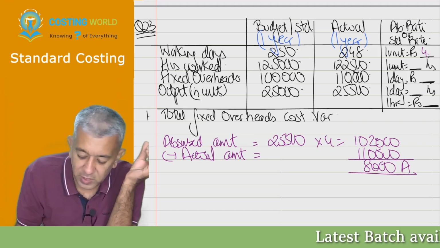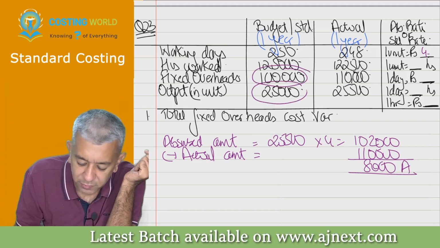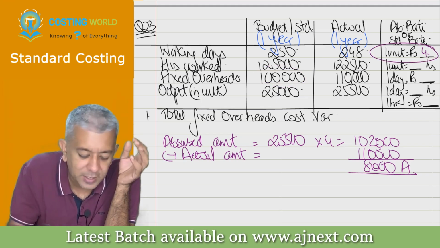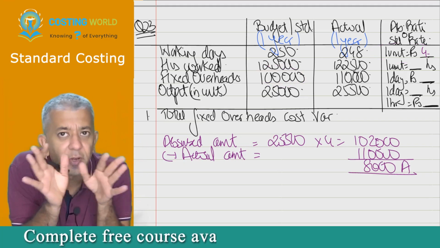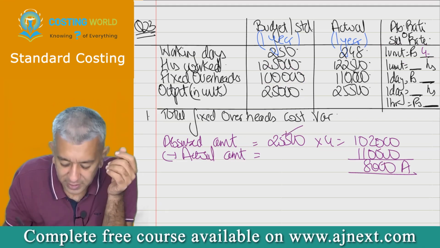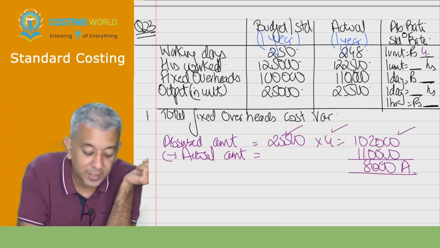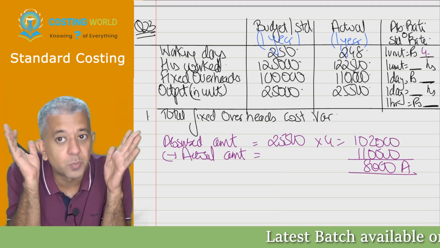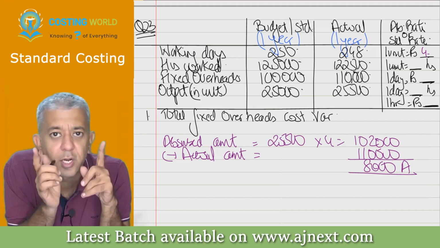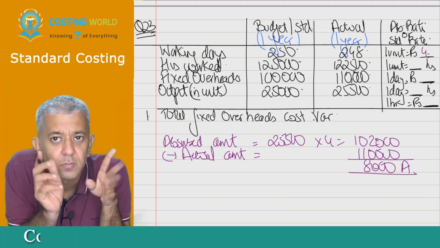On the first day I had thought this will be our overhead and this will be our output. So for every unit we thought we will incur how much? 4. So for every unit I should have incurred 4. In reality I produced how much? 25,500. At the rate of 4 I should have incurred how much? 1,02,000. We incurred much more here, 1,10,000. So we have incurred more, therefore the variance is adverse. Did you all understand why the variance is adverse?